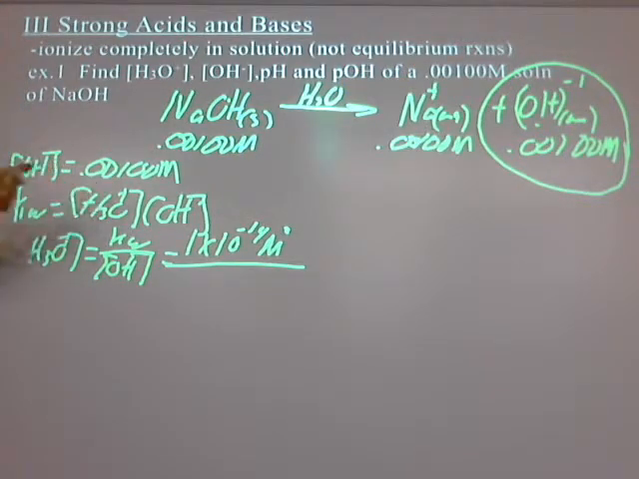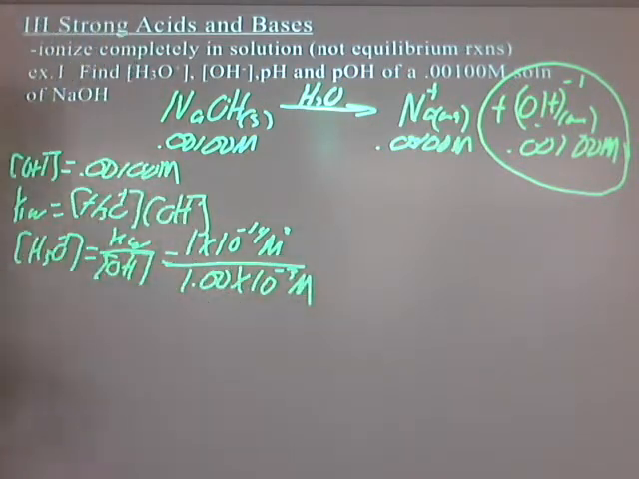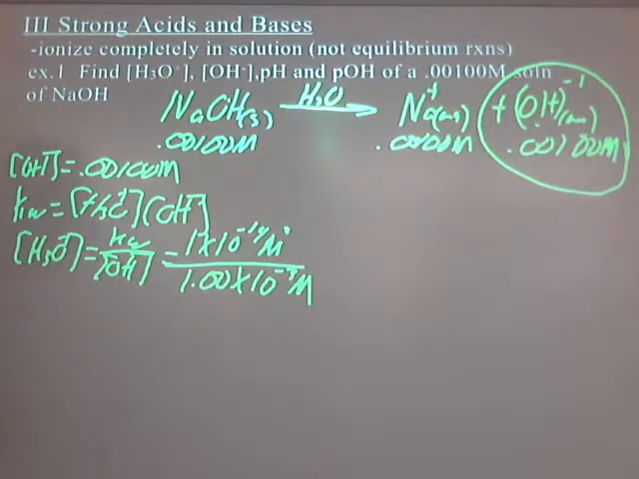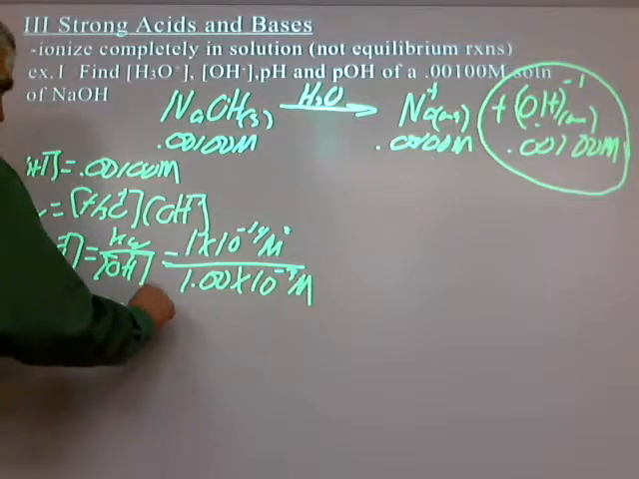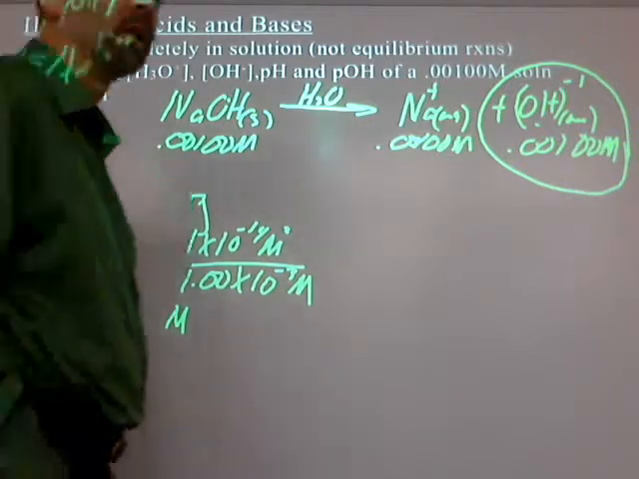scientific notation. What's 0.00100 molar in scientific notation? 1.00 times 10 to the negative third, right? Why do I want to do that? Because this problem can be done without a calculator. What's 1 times 10 to the negative 14th divided by 10 to the negative third? When I divide exponents, what do I do with them? Subtract, right? So hydronium equals 1 times 10 to the negative 11th molar, because negative 14th minus a negative third is going to be negative 11th.